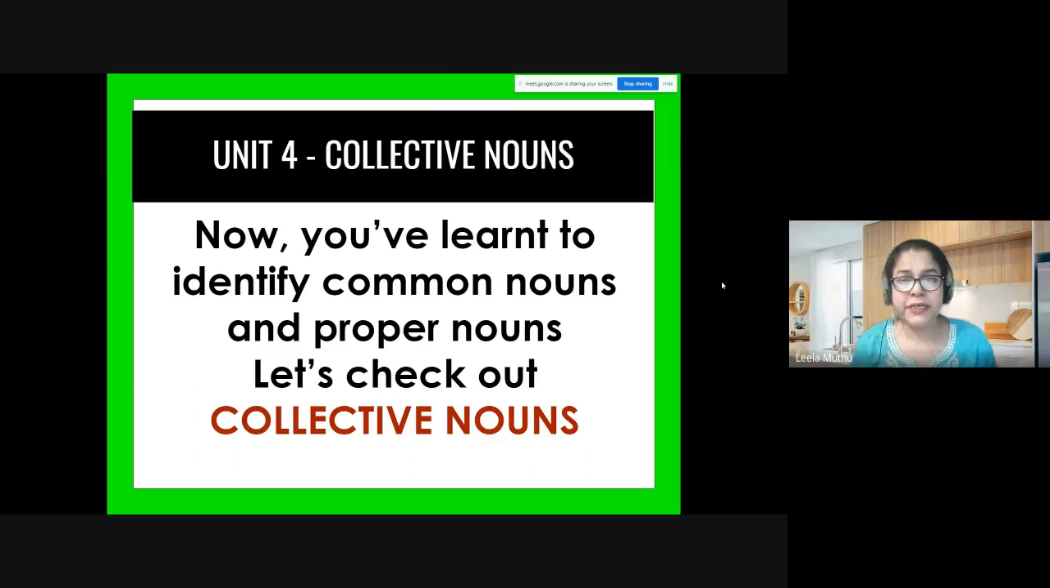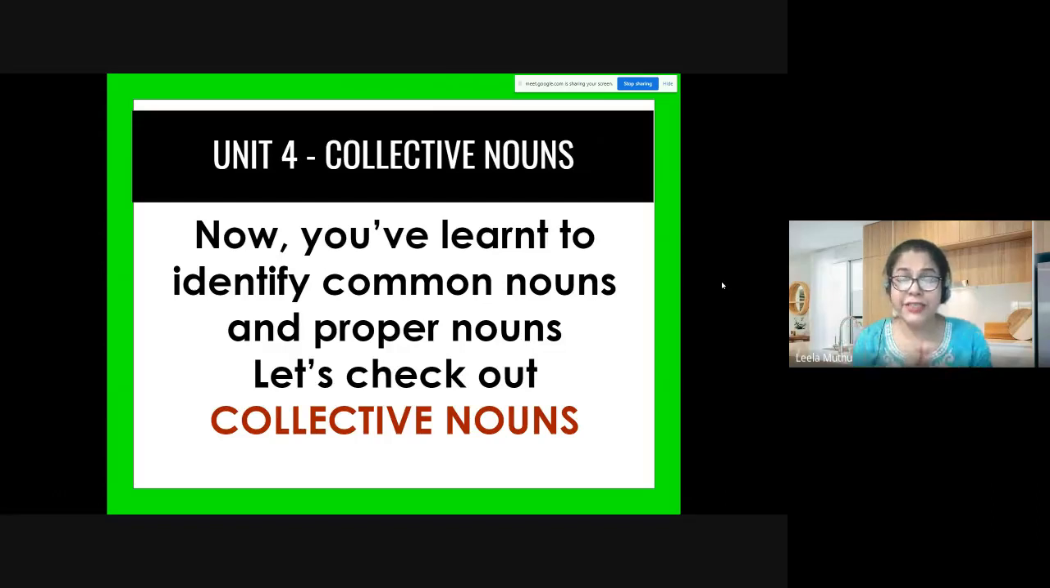So now you've learned to identify common nouns and proper nouns. Now let's say just take my phone. Okay, this is the mobile, small m. But now it has a brand name. Now this is a Samsung phone. So Samsung, brand names are always capitalized. It's a special name given to the type of phone that I have. Okay, so now you know the difference between a common noun and a proper noun.